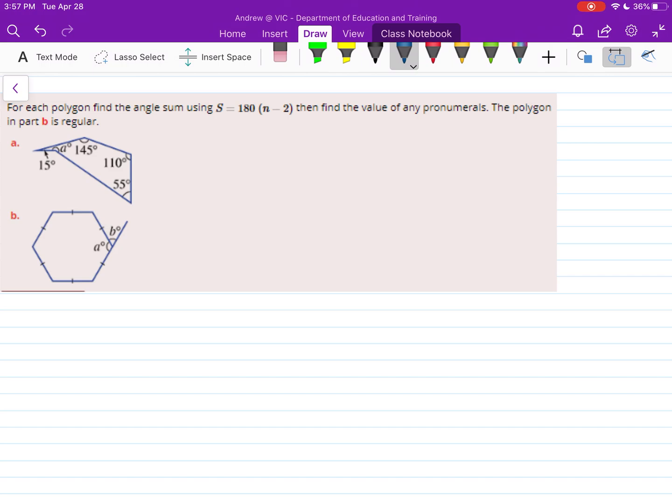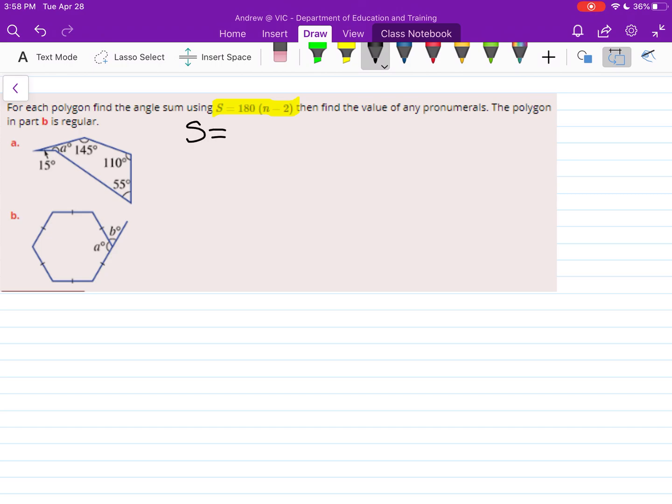So firstly we have our equation for an angle sum. The angle sum of all the interior angles is equal to 180 multiplied by the number of sides minus 2. So that's our angle sum equation. We'll work that out for our first example here.